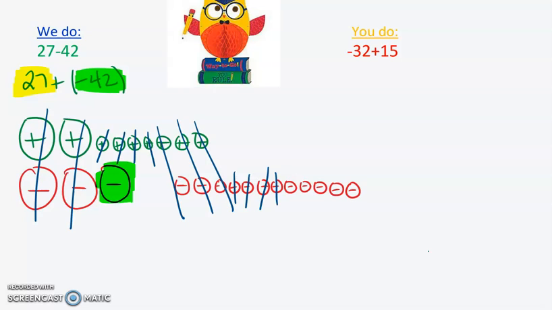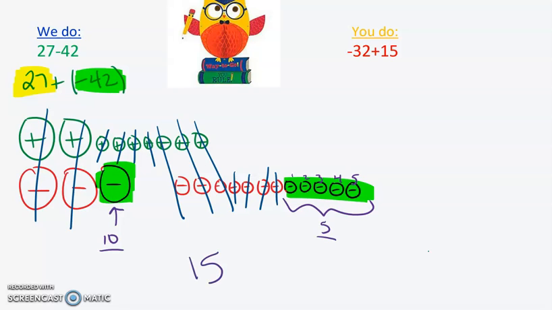So now I'm left with this one and then these ones here, and they're all negative. So I'm going to count those up, and remember that this one here is worth 10, and then these ones here are all worth 1. So I have 1, 2, 3, 4, 5. So I have 5 of those, so I have 10 plus 5, which gives me 15. But remember, these are negative, so I have negative 15.